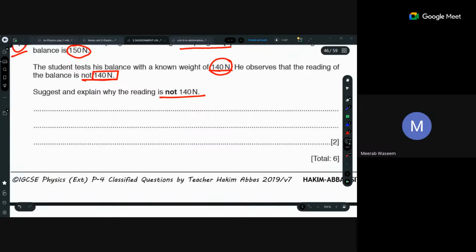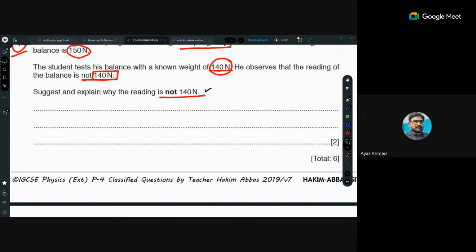Yes, sir. Maybe because the limit of proportionality is mentioned as 120. Yes, very good. Yes, Hassan, what's your idea? Yeah, it's because of the limit of proportionality.